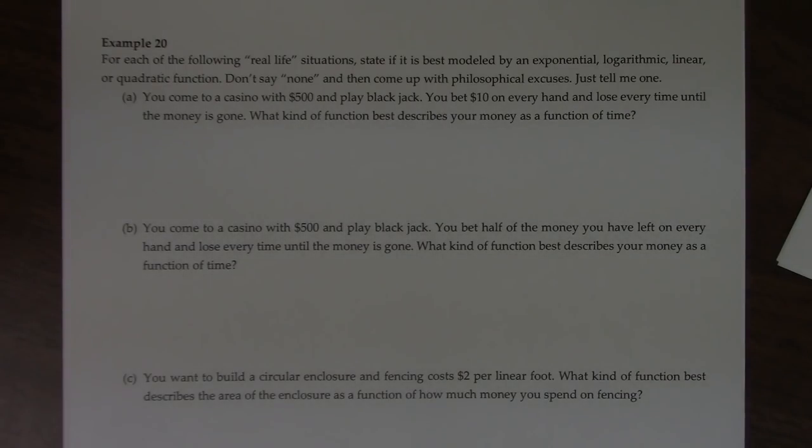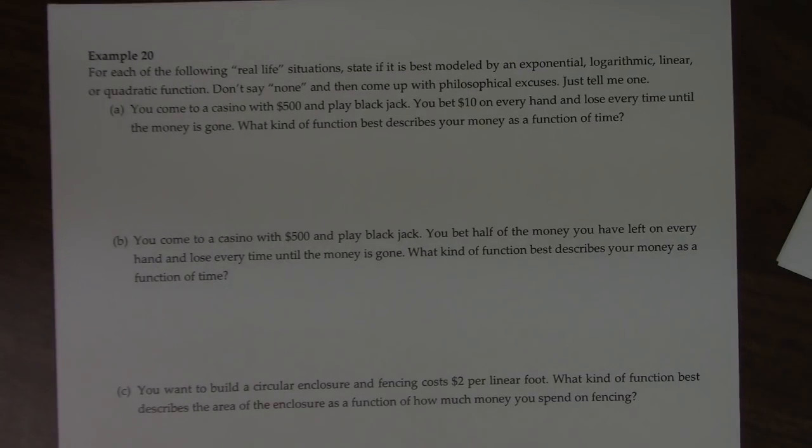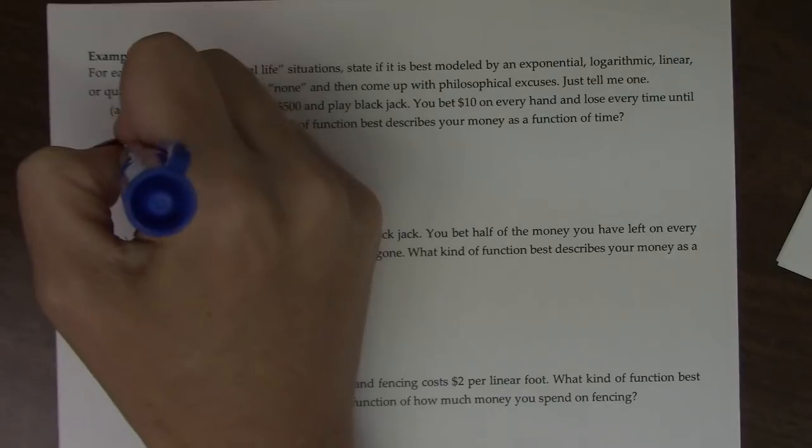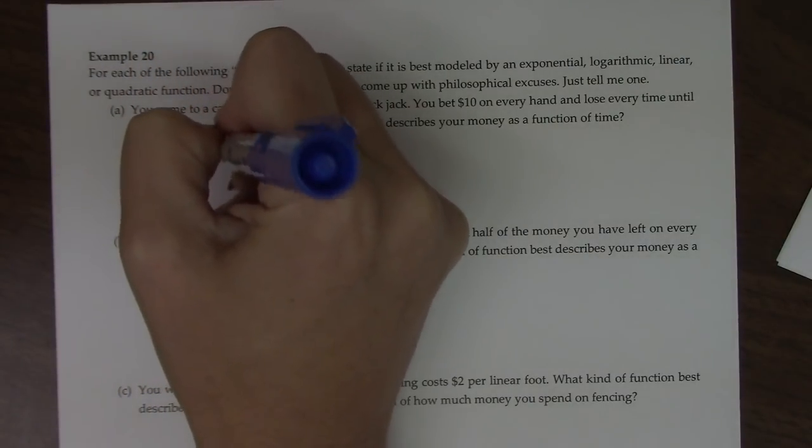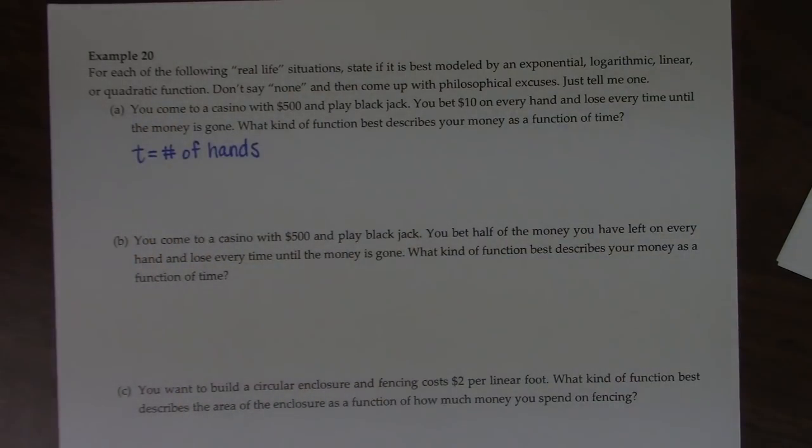So you come to a casino with $500 and you play blackjack. You bet $10 on every hand and lose every time until the money is gone. So what kind of function best describes your money as a function of time? Your money is going to be based on time, which is really every hand you play. Time is the length of time you've played, but we can also model it based on every hand I'm going to lose some more money.